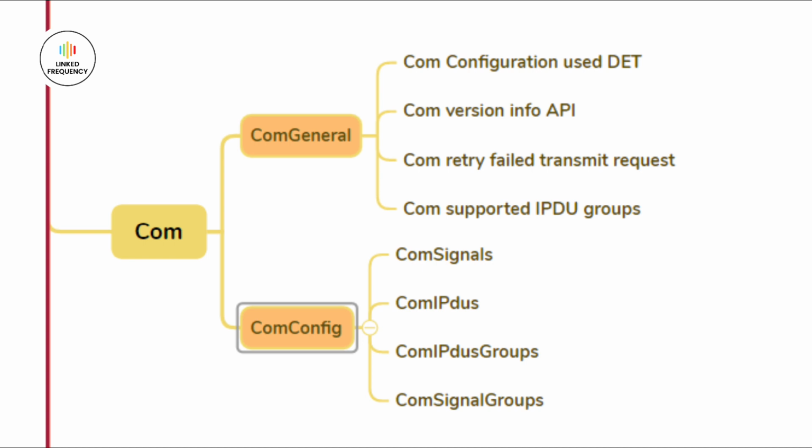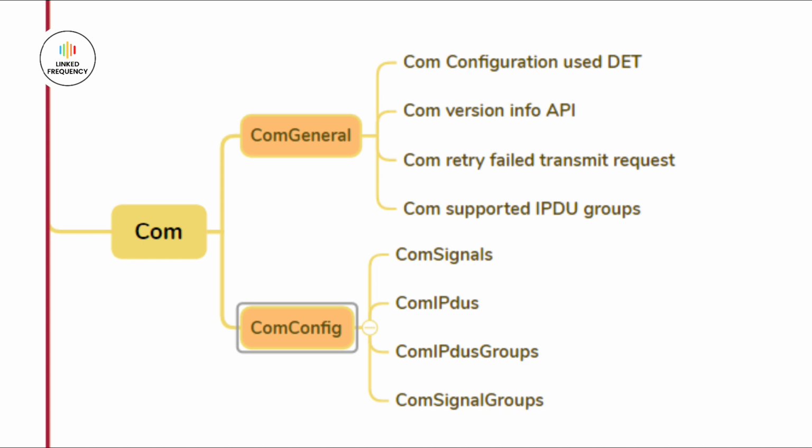The next parameter is ComRetryFailedTransmitRequest. Retry of failed transmission request is enabled if this parameter is set to true. The next parameter in the COM General is ComSupportedIPduGroups. It is an integer parameter which basically tells the maximum number of supported IPDU groups. Moving on to the COM Config. It has four types of containers, that is ComSignal, ComIPdus, ComIPduGroups, and lastly the ComSignalGroups. Let's see some of the parameters in each of the containers.